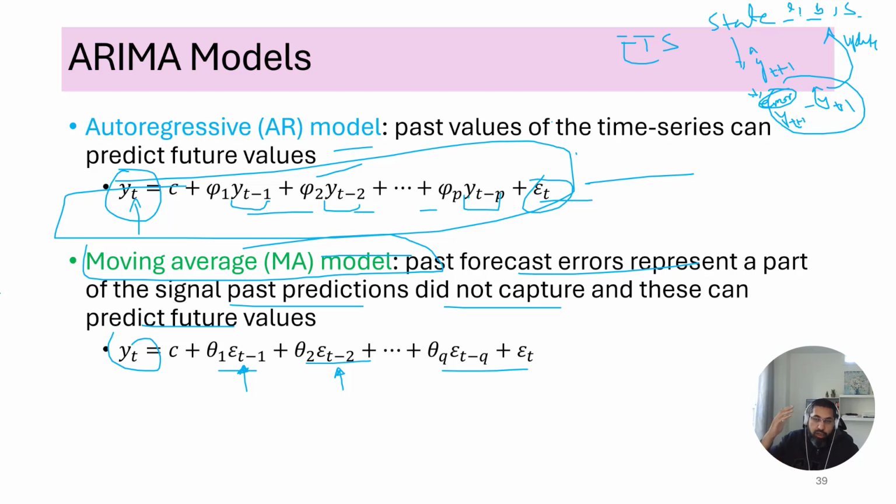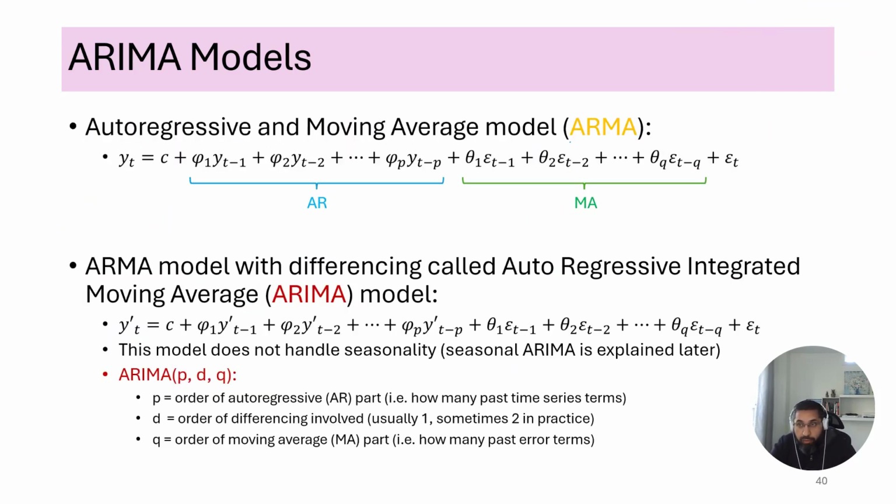Okay, and so these are very intuitive ideas. Autoregressive model, the past values of the time series are going to predict the future. Moving average model, the past unpredictable part of the time series is going to predict the future. Because our model was not doing good on this part of the time series, so we try to build that into our model. Obviously, we don't have to choose AR or MA. We can combine both, and that's what an ARMA model is: AR plus MA model combined.